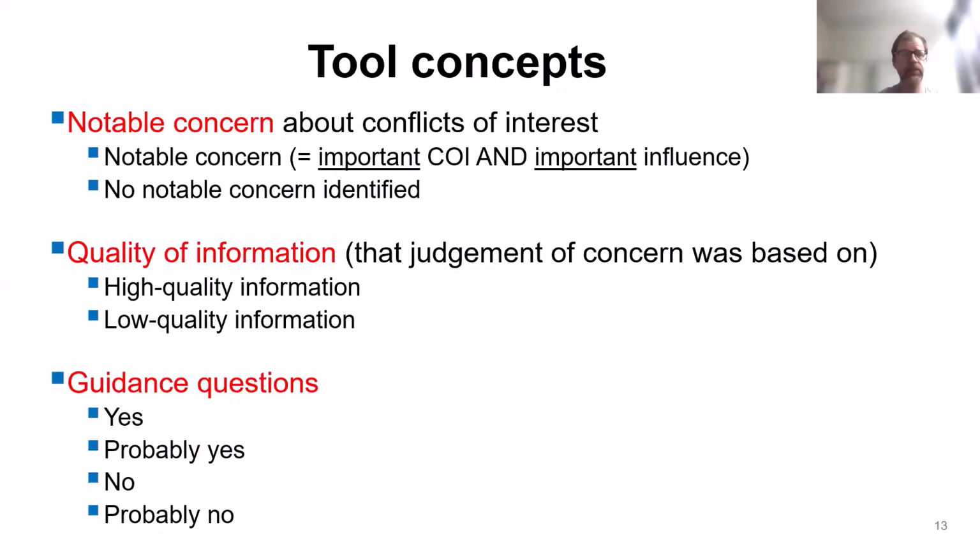And the last concept is that in order to reach judgments about concern and quality of information, you are guided by guidance questions. You will be familiar with the same concept in ROB 2 and ROB-ME, where they are called signaling questions, but it's sort of the same concept: you, as a user, answer different questions with the option of replying yes, probably yes, no, or probably no. And based on your answers, in an algorithmic way, you'll reach a decision about whether there's notable concern or no notable concern identified, or high or low quality information.